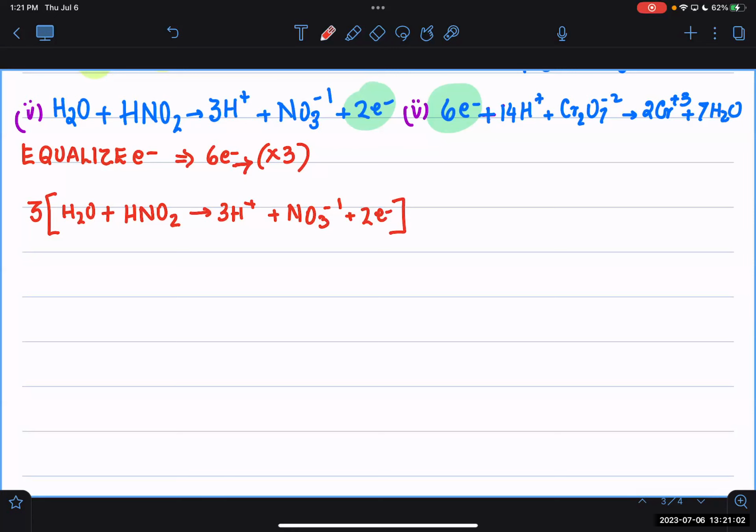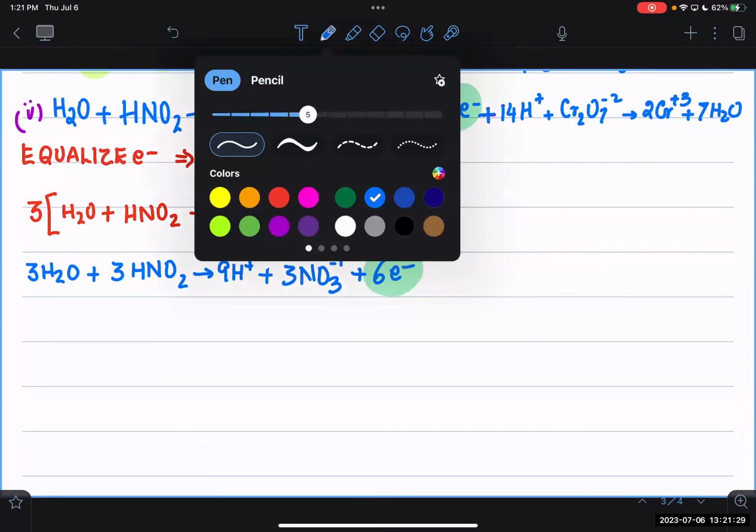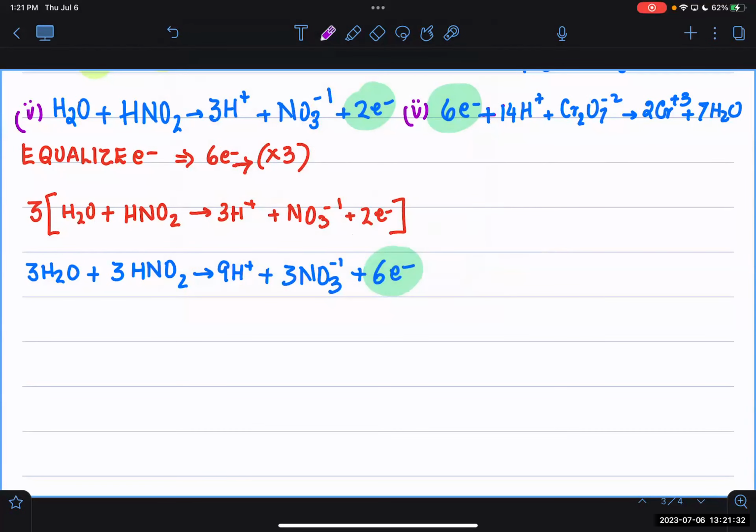Okay, so what do we get here now? 3 H2O plus 3 HNO2 gives you, 3 3s are 9 hydrogen ions plus 3 NO3 minus 1 plus 6 electrons. Clear? So one side is this story, the other one. So we now have these balanced. What are we going to do next? Add the 2 cells.